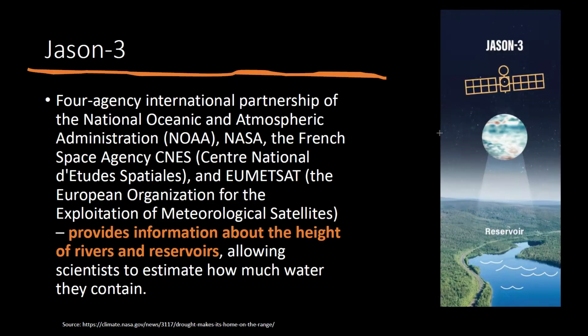Jason 3 is owned by 4 different agencies. So NOAA and NASA are US agencies, and then the French Space Agency, CNES, and then EUMETSAT is the European organization. So they all work together to provide all the different information about how high the rivers and the reservoirs are. And when you tie that into GIS, you can use raster images that have a 3D measurement of depth, and that's how you figure out how much water you need. So it's pretty cool.